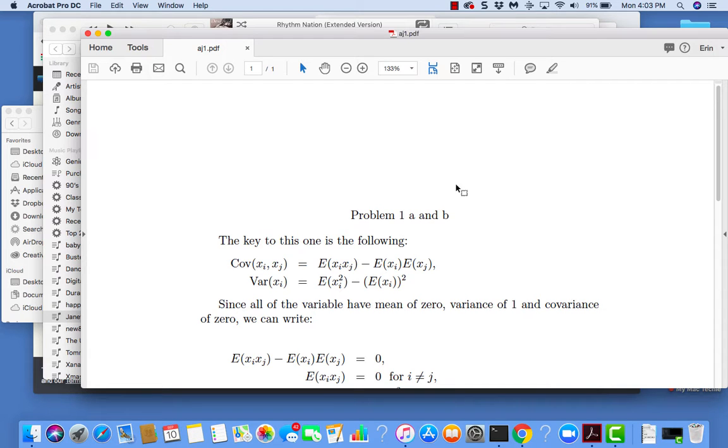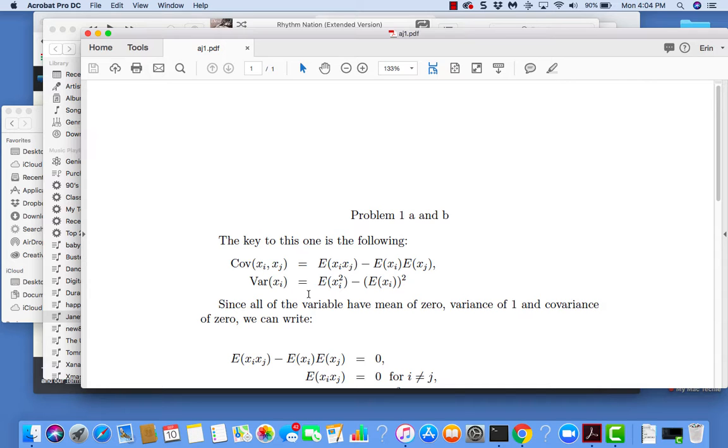Okay, here's problem 1. So here's the key. We're going to have the covariance of xi, xj is equal to the expected value of xi times xj minus the expected value of xi times the expected value of xj. And then similarly, kind of in the same family, the variance of xi is equal to the expected value of xi squared, minus the expected value of xi, the quantity squared.